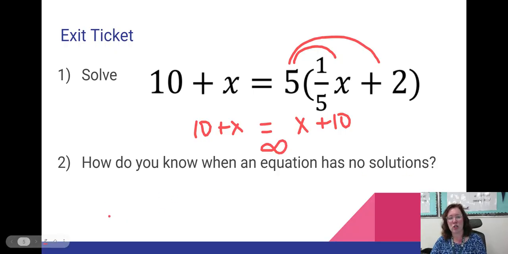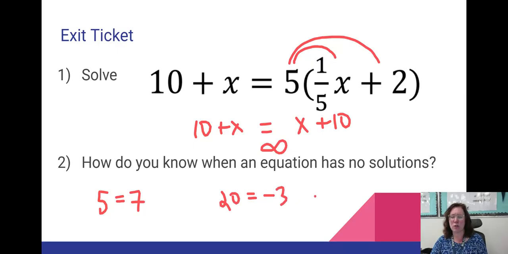How do you know when an equation has no solutions? It's when you solve it, the x disappears, or whatever letter, the variable disappears, and you end with two numbers that are not equal to each other. So all of these, it's not true that 5 equals 7, okay? So it would be no solution. That was a very short summary of solving equations.